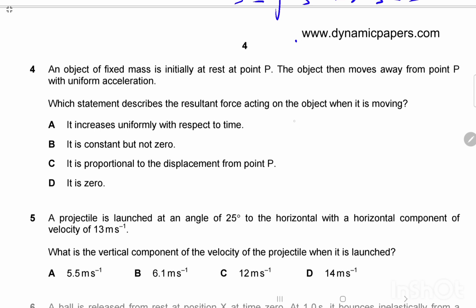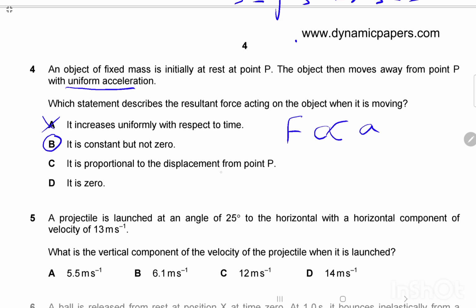Now here we know that force is directly proportional to acceleration according to Newton's second law of motion. So does it increase uniformly? No, it doesn't increase. It's constant. Because the acceleration is uniform, the force must be constant. It cannot be increasing. So it's constant but not zero. This is the correct option.